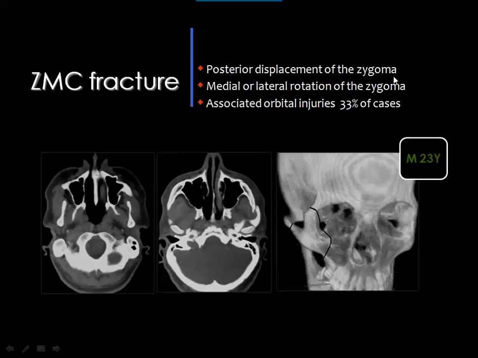Then how can you judge that the zygoma is rotated? Look at the maxillary sinus on the same side of the fracture. If the sinus is smaller than the opposite one, then the zygoma has rotated inside the sinus, meaning that it is medial rotation. But if the sinus is larger than the opposite one, this means that the zygoma has rotated outside, and this is lateral rotation.